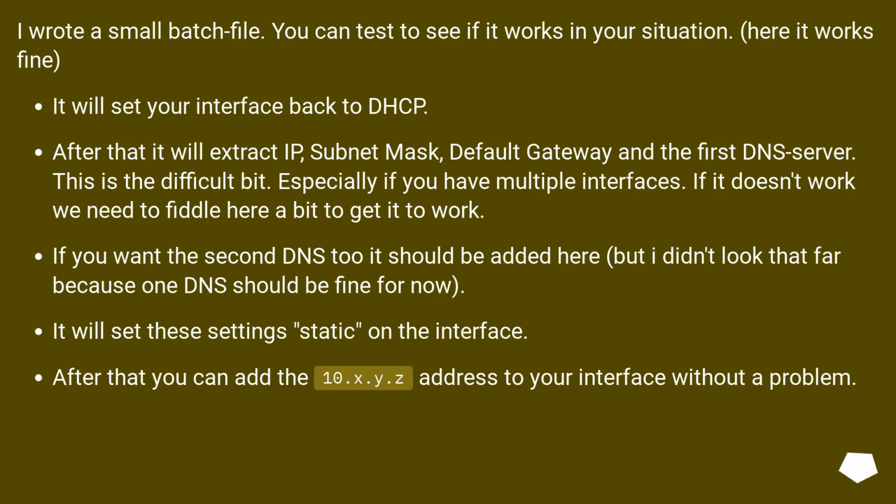If you want the second DNS too, it should be added here, but I didn't look that far because one DNS should be fine for now. It will set these settings static on the interface. After that you can add the 10.x.y.z address to your interface without a problem. Here is the script.